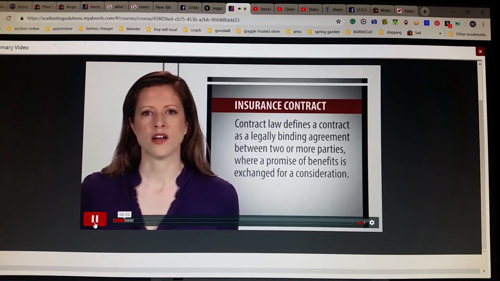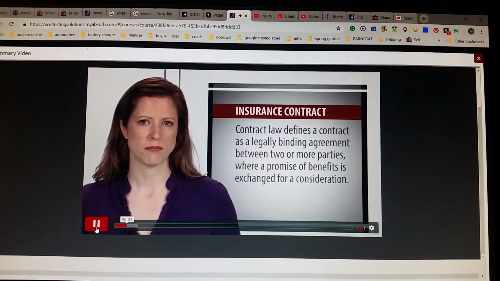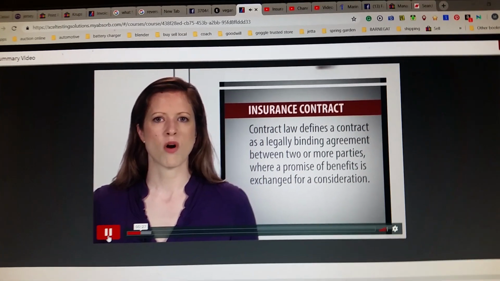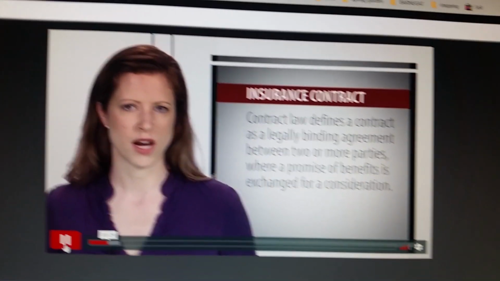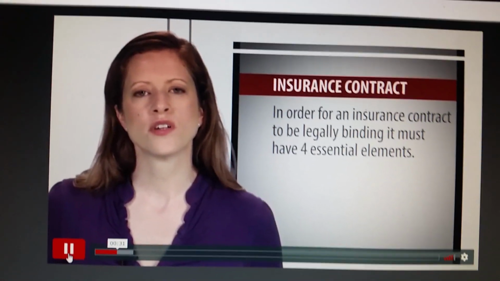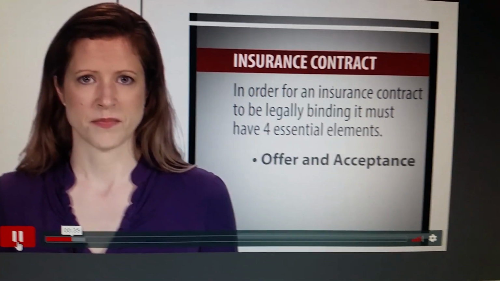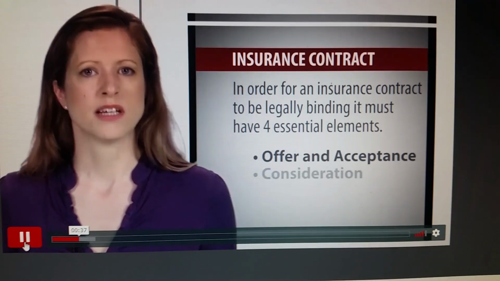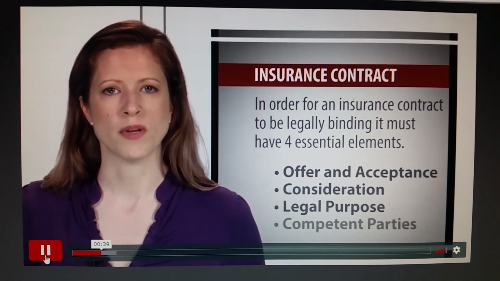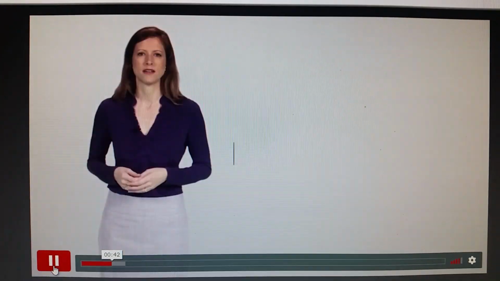Contract law defines a contract as a legally binding agreement between two or more parties where a promise of benefits is exchanged for consideration. In order for an insurance contract to be legally binding, it must have four essential elements: offer and acceptance, consideration, legal purpose, and competent parties.